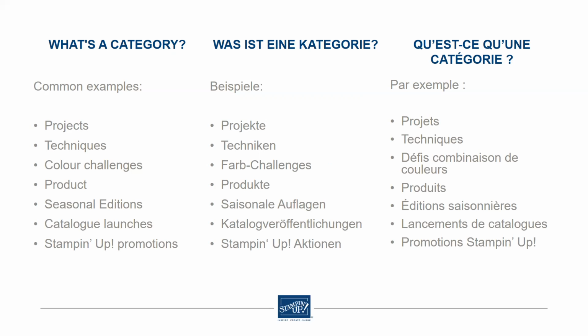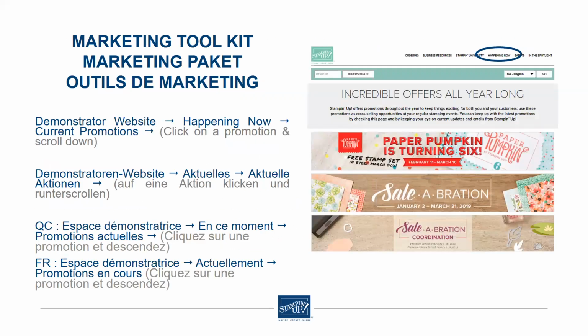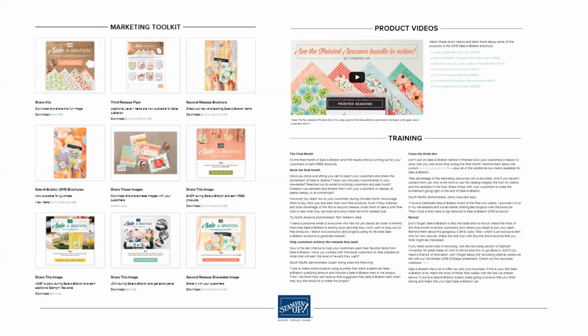Toolkit, what's that? Well, here's an example of a marketing toolkit. This is what it looks like. You'll find them under the Demonstrator website, under Happening Now, and then under Current Promotions. And then you'll just click on a promotion or one of these banners. Just an example, let's choose Celebration 2019. It's over, but no worries about that. Just an example. And when you click on that, it will open up into a bunch of downloadable shareables, videos, trainings, visuals, everything that you need, and can just copy paste and get sharing.